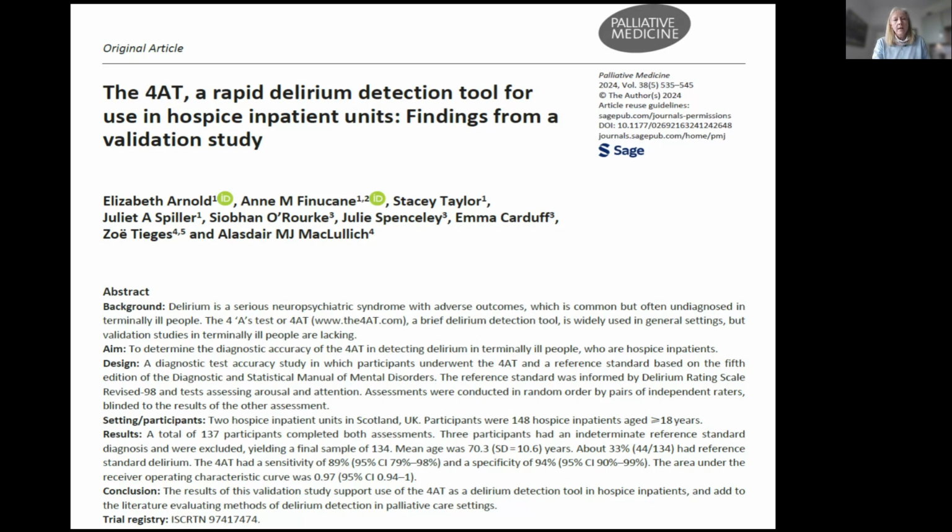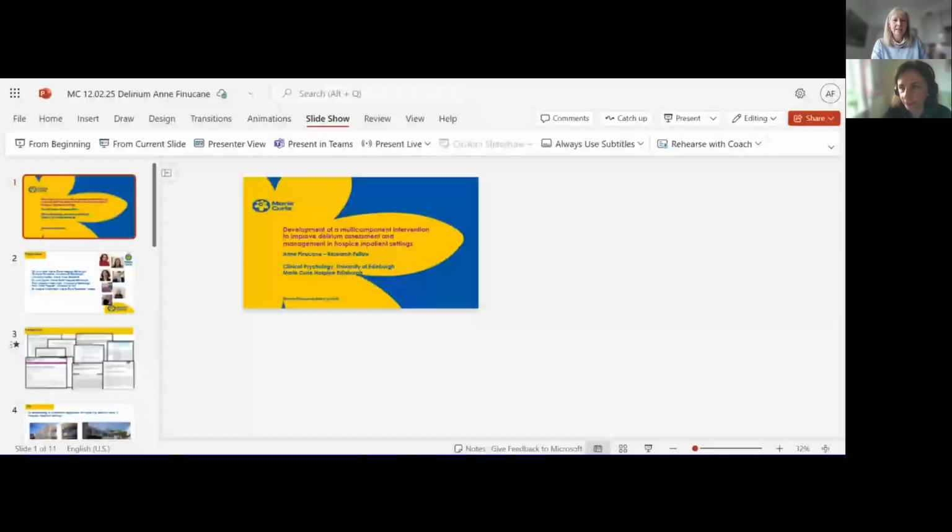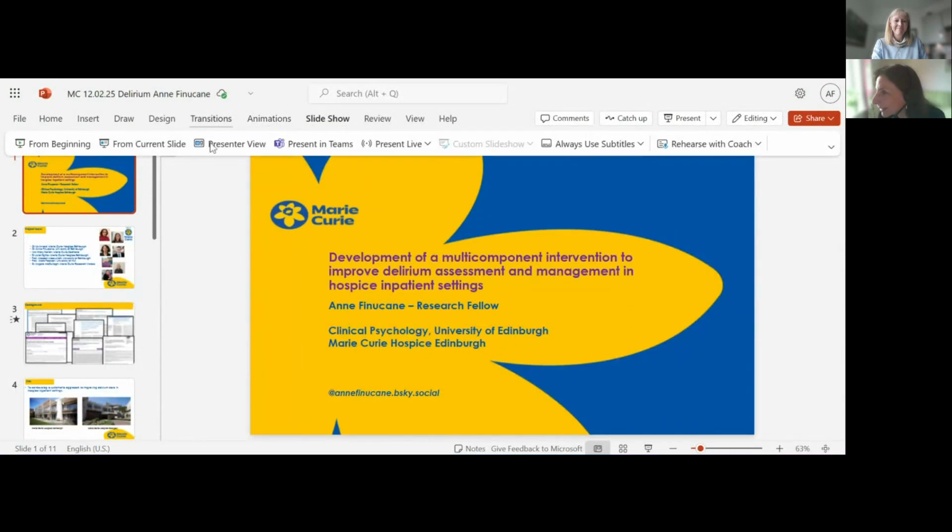So that's the point at which I'm going to pass over to Anne Finucane, who's going to tell you a little bit more about what we did with the fact that the 4AT can be used and how we looked at implementing it within the palliative care setting. So I'm going to stop sharing my screen now, and I'm going to pass over to Anne Finucane, who's going to tell you about the next stage of the work. Great, thanks, Juliet.